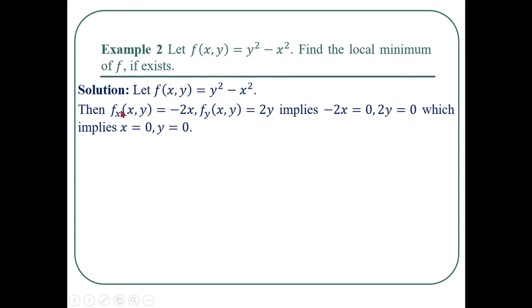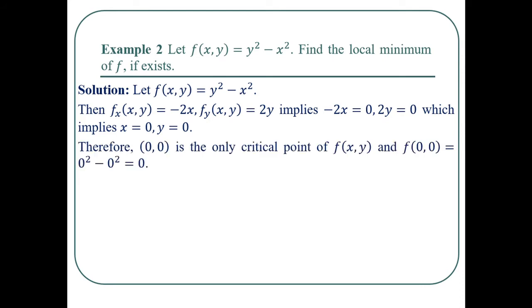For the critical points, we have to equate both these first order partial derivatives to 0. So we will get minus 2x is equal to 0 and plus 2y is equal to 0. In that we will get x is equal to 0, y is equal to 0. Means the origin 0, 0 is the only critical point of function f of x, y. Now we have to decide whether this 0, 0 is a local maximum, local minimum or saddle point. Okay. See, we can observe easily the value of function f of x, y at the point 0, 0 is 0 square minus 0 square, which is equal to 0.